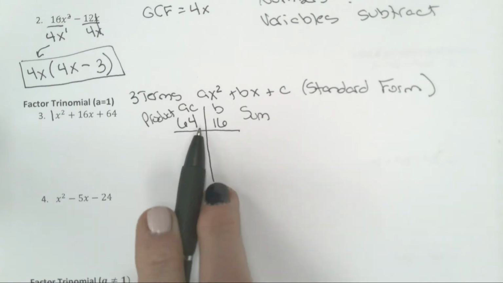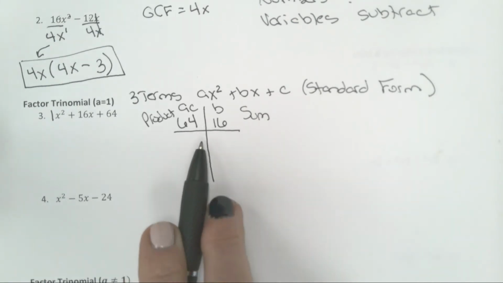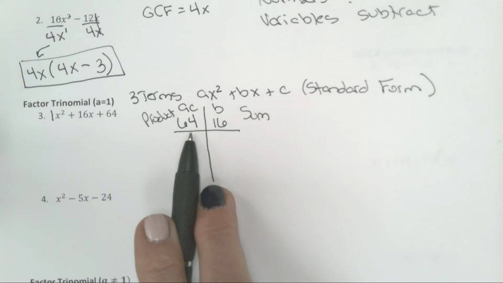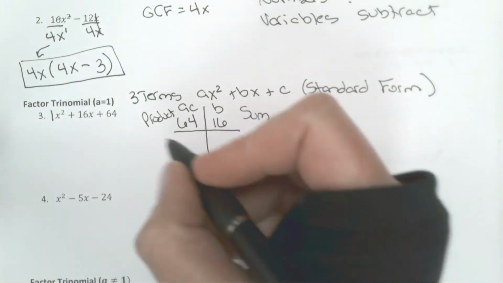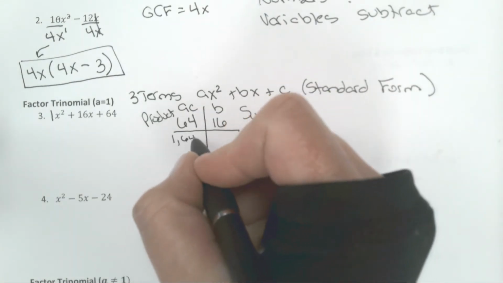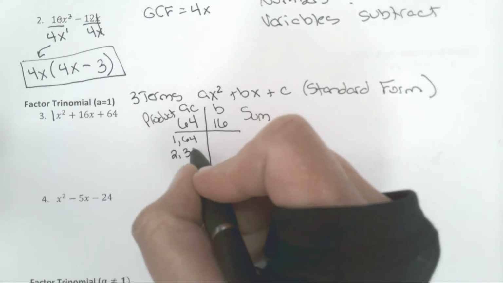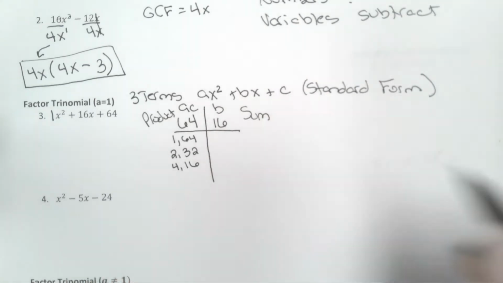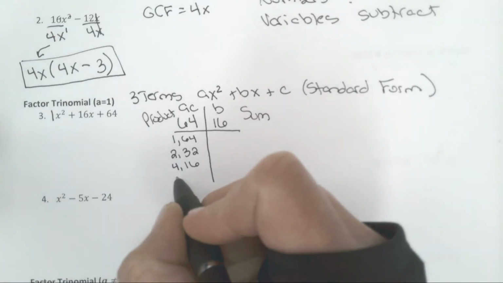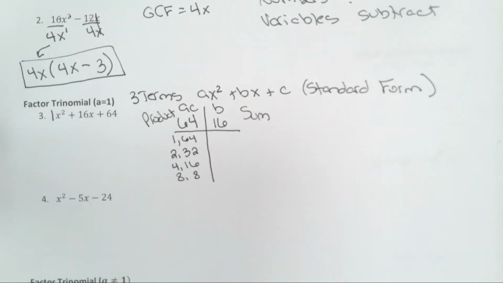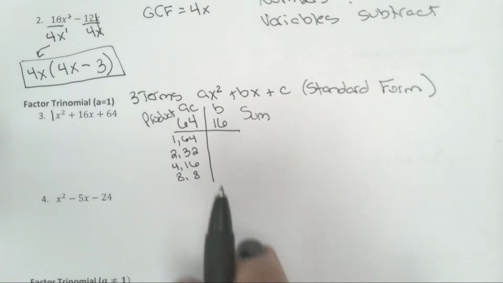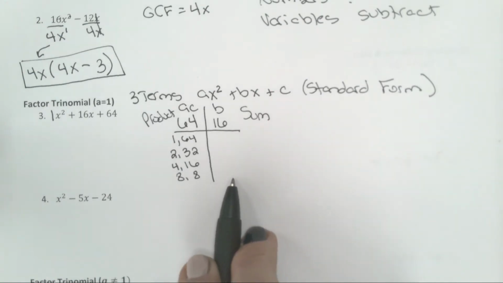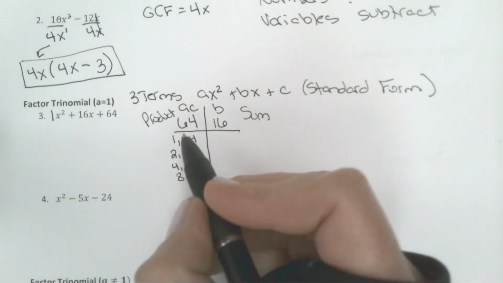So on this side, we have to find numbers that multiply and equal 64. So that would be 1 and 64, 2 and 32, 4 and 16, and 8 and 8. On the right side, you write down what they add up to.